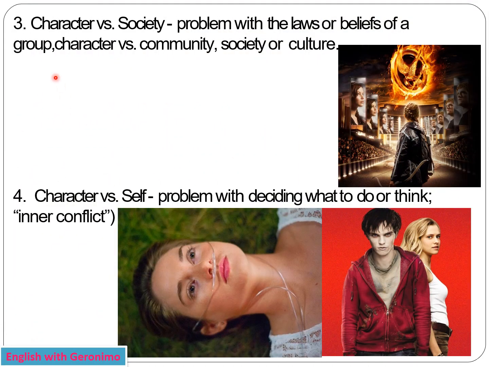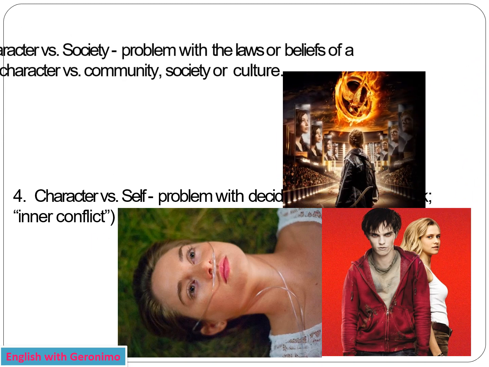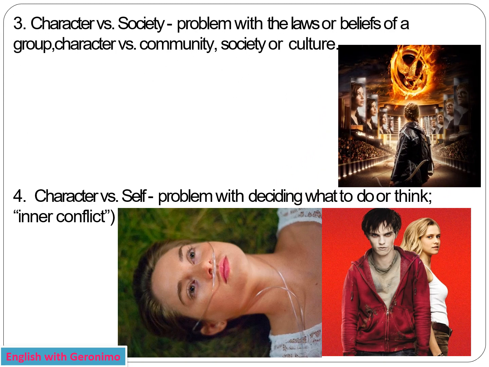Next, we have number three, character versus society. The problem with the laws or beliefs of our group, character versus community, society, or culture. And number four, we also have character versus self. The problem with deciding what to do or think, or the inner conflict. You're having conflict with yourself. So we have character versus society and character versus self problem.